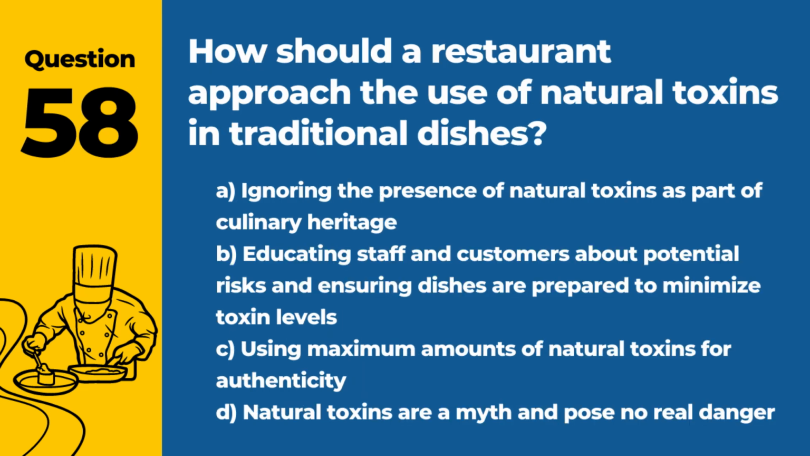Question 58. How should a restaurant approach the use of natural toxins in traditional dishes? A. Ignoring the presence of natural toxins as part of culinary heritage. B. Educating staff and customers about potential risks and ensuring dishes are prepared to minimize toxin levels. C. Using maximum amounts of natural toxins for authenticity. D. Natural toxins are a myth and pose no real danger.